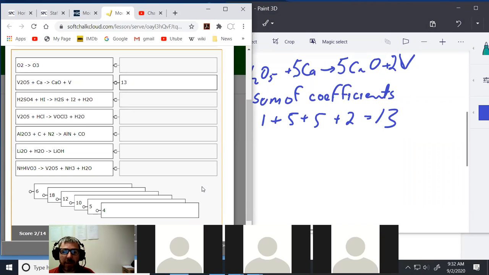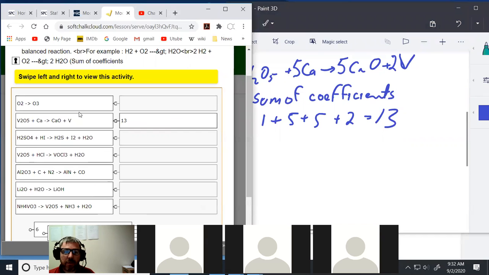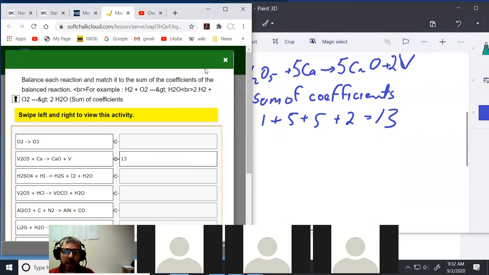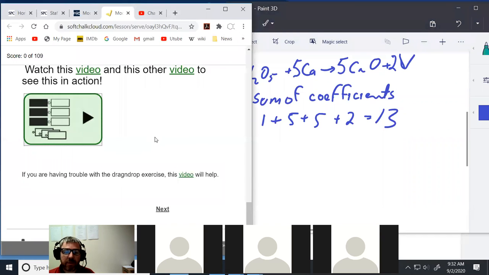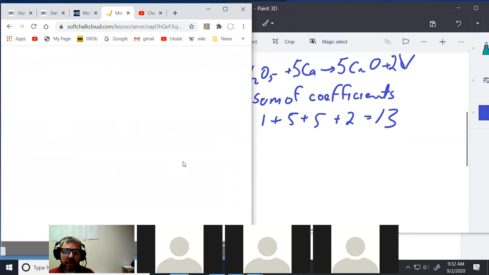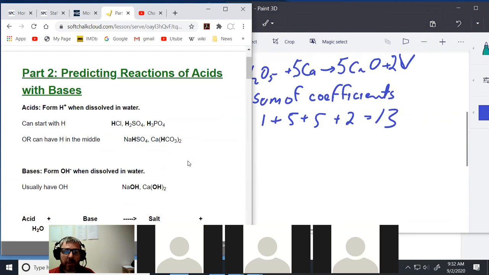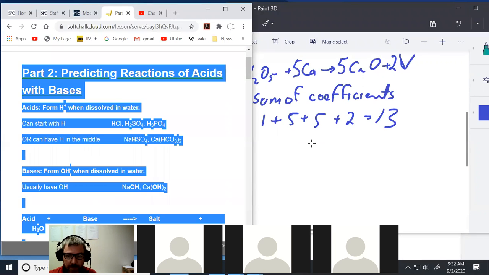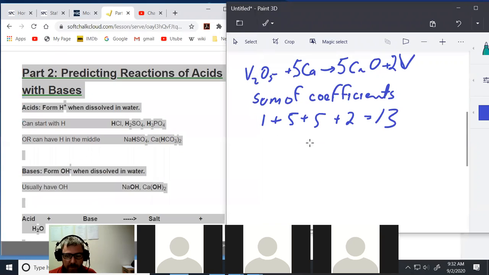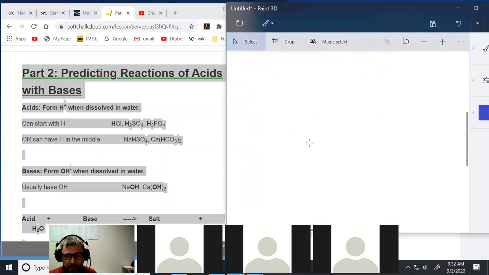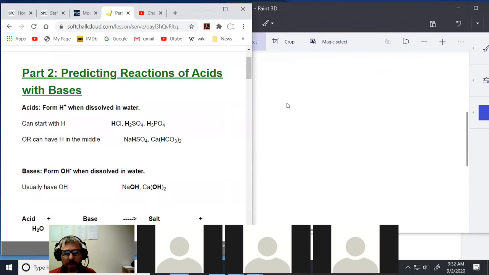All right, does anybody have any questions? Yes, that is a good exercise to practice your balancing technique. Now we're going to move on here to predicting the reactions of acids and bases. Oops, wrong screen. Okay. Does anybody have any questions about that sum of coefficients? Okay.